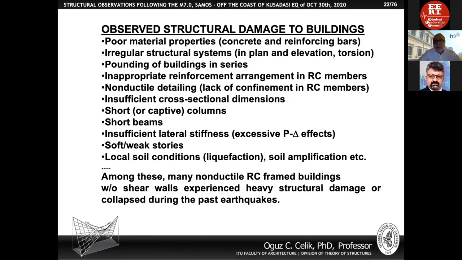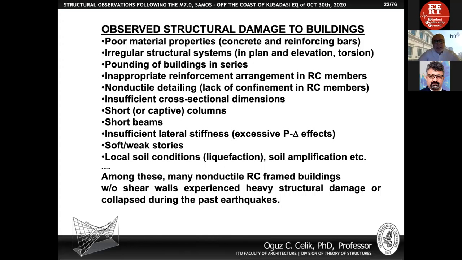The second one is irregular structural systems in plan and elevation. This is, I would say, a little bit related to architectural issues as discussed before. Then there is the pounding of buildings in series, a very serious problem, especially on the European side of Istanbul, for example. All buildings are touching each other in this city. And there is inappropriate reinforcement arrangement in reinforced concrete members, non-ductile detailing, and lack of confinement, a serious problem resulting in very heavy damage or collapses in buildings. Also insufficient cross-section dimensions, short or captive columns, short beams, and insufficient lateral stiffness, resulting in excessive P-delta effects, second order effects, I would say.